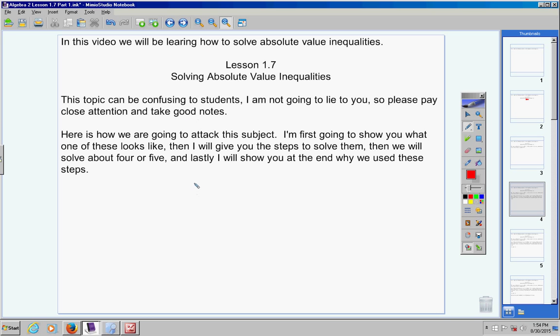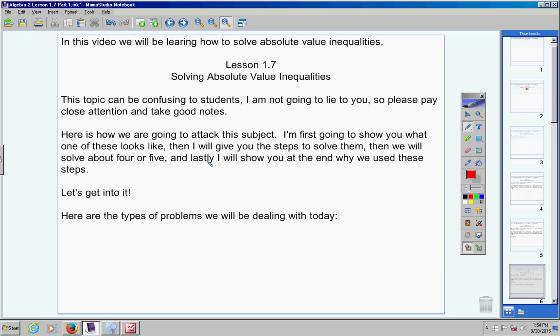Here is how we are going to attack this subject. First, I'm going to show you what one of these looks like. Then I will give you the steps to solve them. Then we will solve about 4 or 5. And lastly, I will show you at the end why we used these steps, where they came from, okay? So here we go. Let's get into it right away.